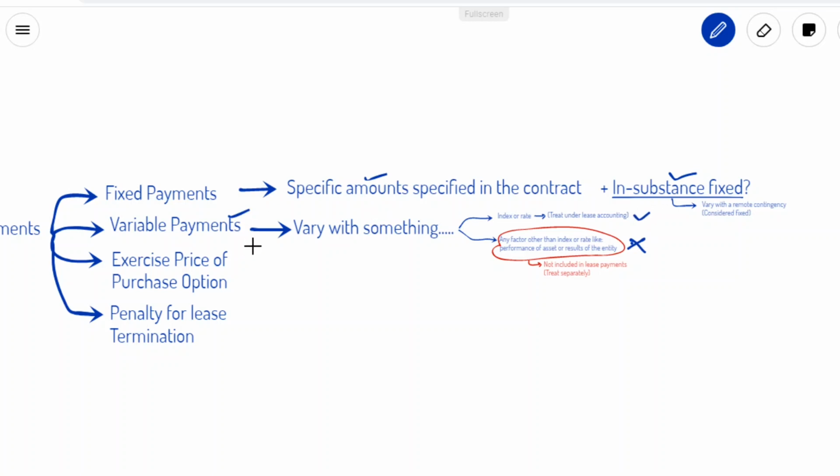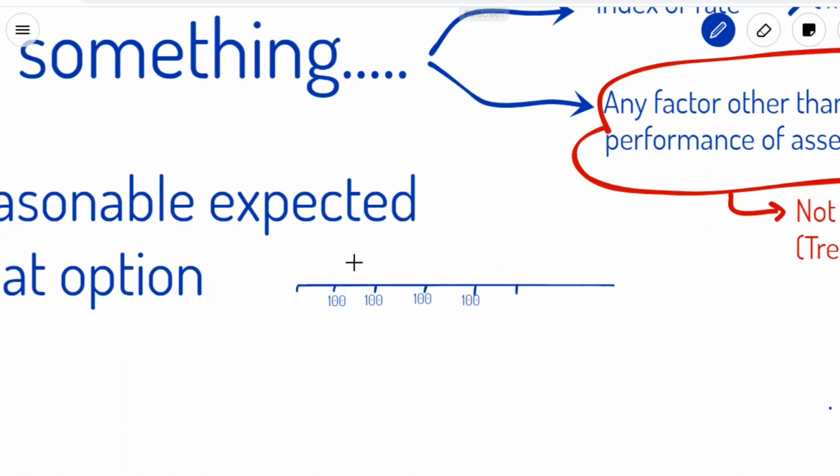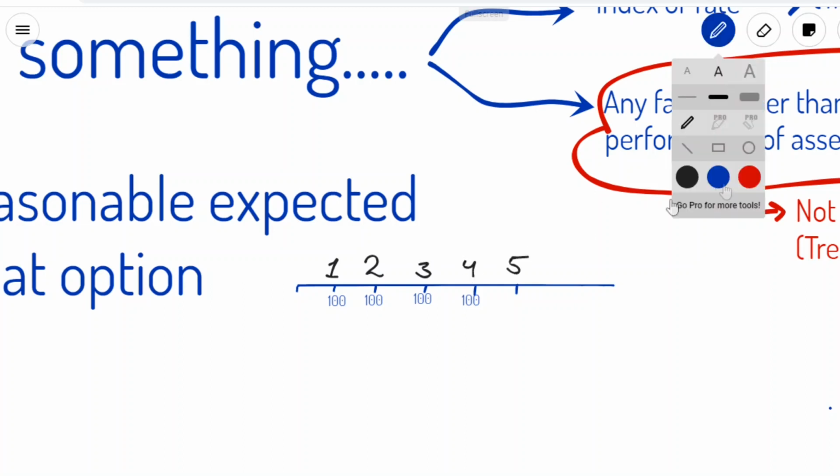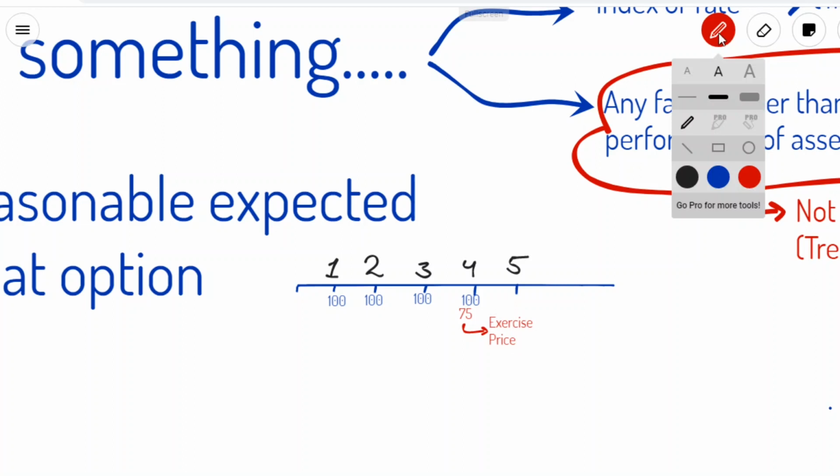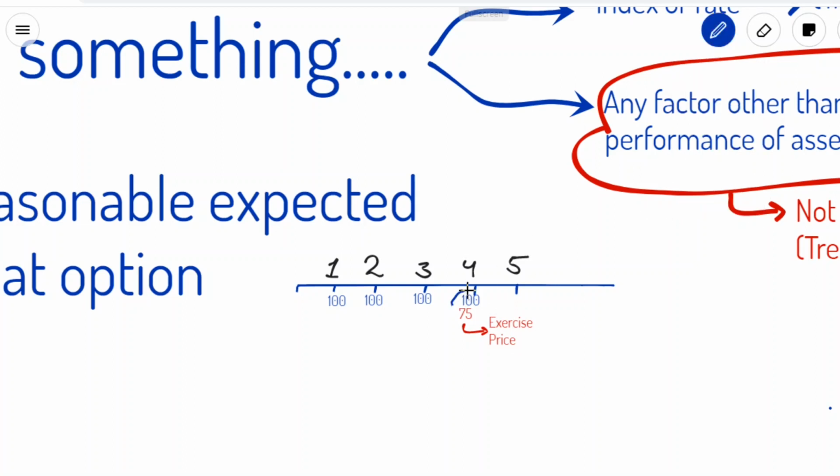Now, the third part is the exercise price of a purchase option if the lessee is reasonably certain to exercise that option. For example, if an asset has a useful life of 5 years and that lease had actually been arranged for 4 years, and at the end of the 4th year, if the lessee is reasonably expected to purchase that option, in that case that purchase price will also be included in the lease payments, and the lease would be accounted for accordingly. So any exercise price for a purchase option, if the lessee is reasonably certain to exercise that option, is included in the lease payments.